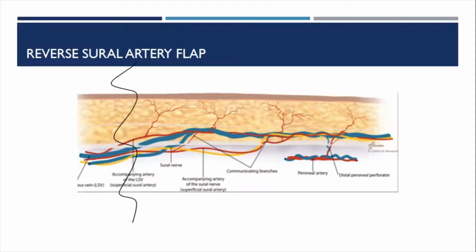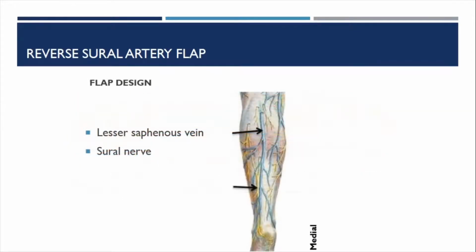The flap is termed reverse because the blood supply is transected proximally. Distal perforators from the peroneal artery that anastomose to the superficial sural vessels distally then provide blood flow, which then travels in a retrograde fashion to supply the proximal skin paddle. The location of these peroneal perforators is approximately 5 to 7 centimeters proximal to the lateral malleolus. The success of this flap hinges on carefully preserving the blood supply in the design of the flap.